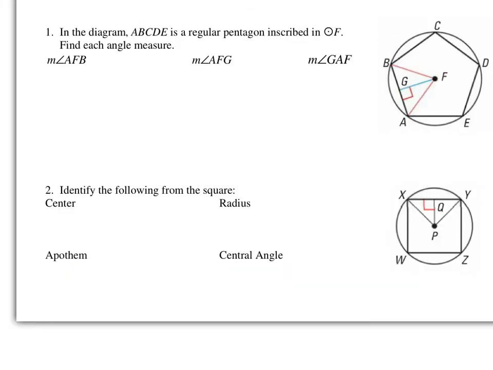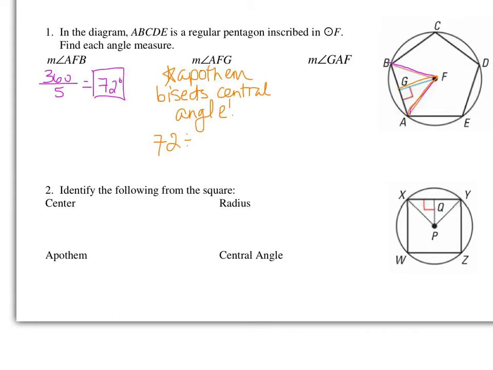This picture is the same as the one we just saw, and we want to find the different angles created by the center F. Remember, we take 360 divided by the 5 sides, and we get 72 degrees as our central angle. AFB is that whole angle, and that is 72 degrees. Moving on to the next one, AFG, in orange now, is going to be half of that angle because our apothem bisects the central angle. So we divide by 2, and we get 36 degrees for that orange angle.